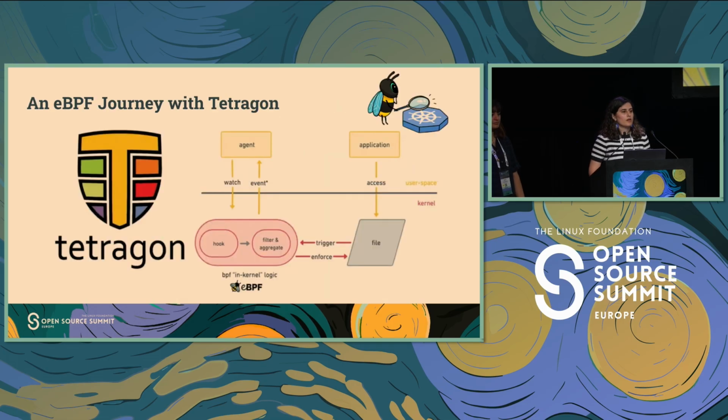Tetragon is actually a modern security tool that provides deep observability and real-time enforcement in Kubernetes. And because it's powered by eBPF, it can see everything that is happening at the kernel level. This includes every single process that is executed, every sensitive file that is accessed, and every network connection that is made. It can see these events in real time with very, very low overhead.